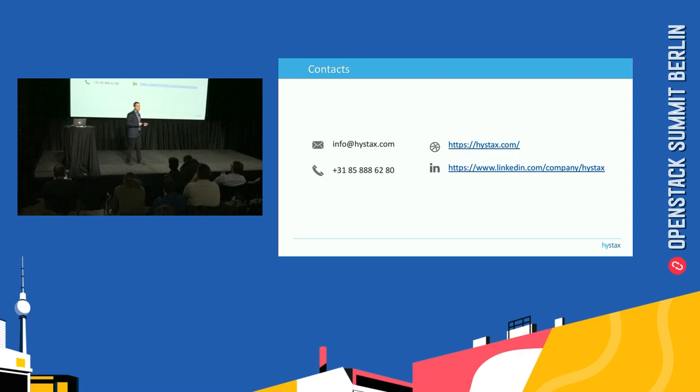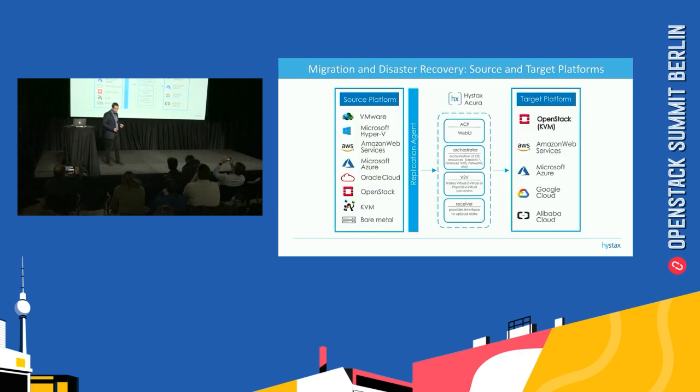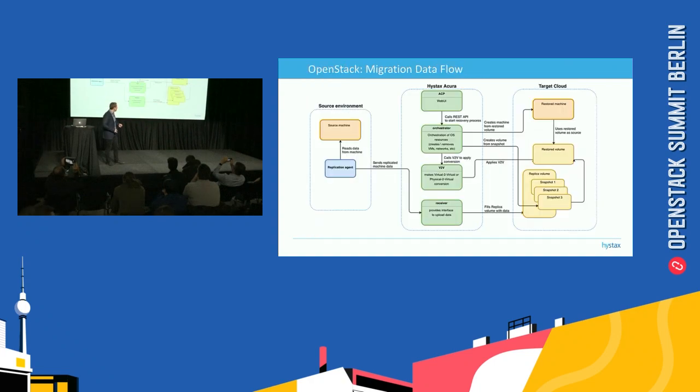The question is where HIGHSTACK Sakura is running in the process of migration. Let me go a couple of slides back. It's running in one of the projects in OpenStack, on the target OpenStack. You just deploy it in OpenStack and provide a floating IP address, and all the data goes directly to the project, to the target OpenStack. So it's an isolated environment from the source environment to the target environment, and our solution is deployed as a virtual appliance on a target platform.